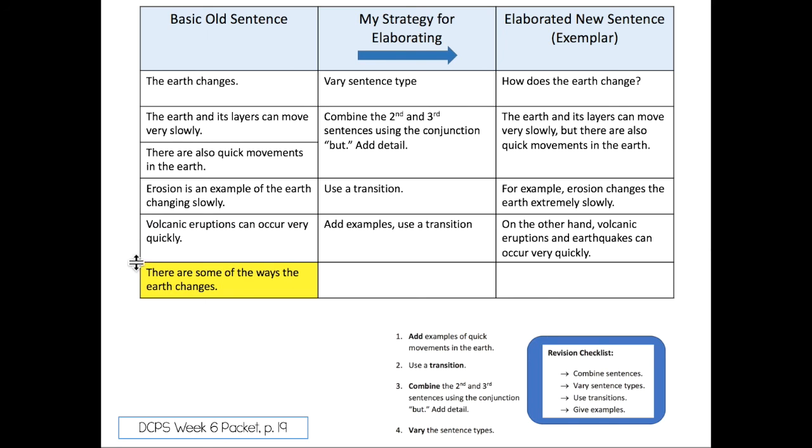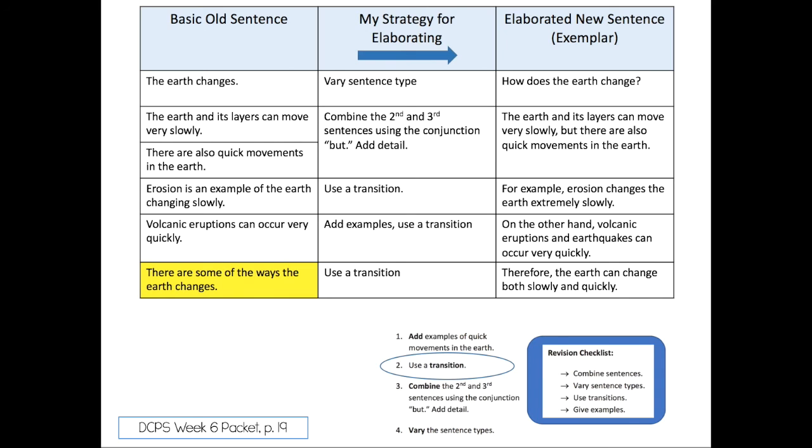Finally, we have our concluding statement. What's a way that we can start a concluding statement in a stronger manner? We can use our transition phrase. Remember, we need to pick a conclusion phrase that indicates to our reader we're wrapping our paragraph up. One example is therefore. Therefore, the Earth can change both slowly and quickly. You can notice I changed the content of my conclusion sentence as well to make it more specific to the topic of this paragraph.